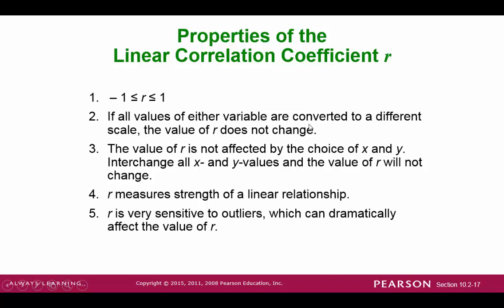We also have these other properties. If all values of one or both variables are converted to a different scale, say you're moving from inches to centimeters, then the value of R does not change. Also, the value of R is not affected by your choice of x and y. So if we type in the x's and the y's and find a correlation coefficient, and we switch the x's and the y's, we will still get the same correlation coefficient.